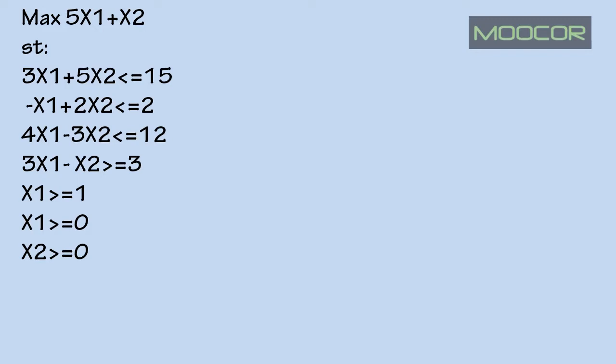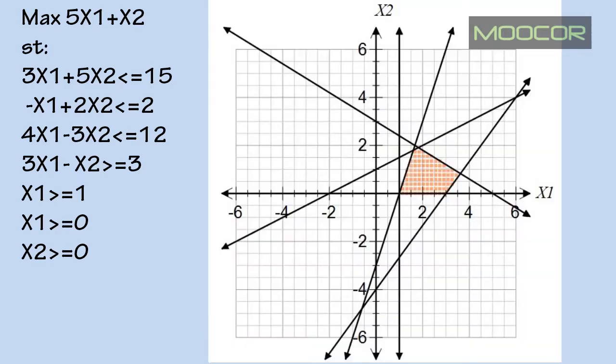This problem is given as a maximization of 5x1 plus x2 subject to a set of constraints. This is the solution to that test problem. This is the feasible region of this set of constraints. Now we are going to pick up an arbitrary value for the objective function, 5x1 plus x2, and I'm going to assign this to be minus 5.